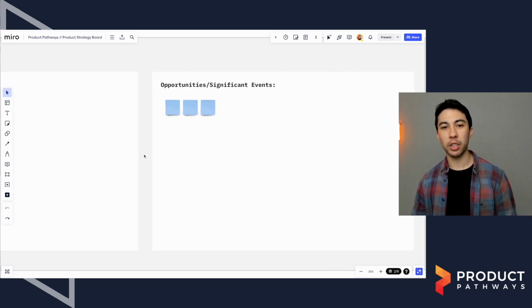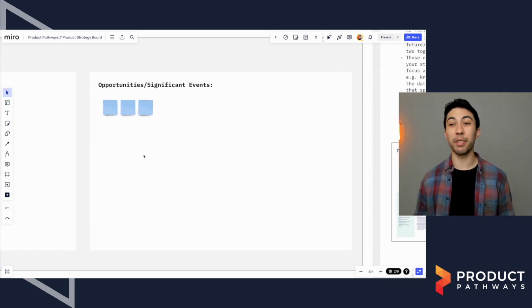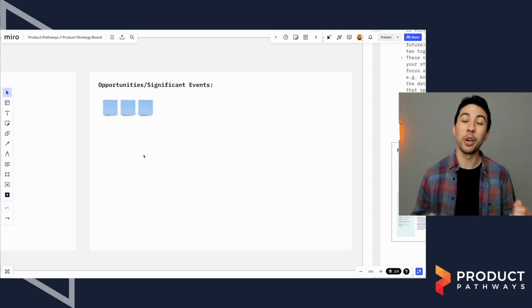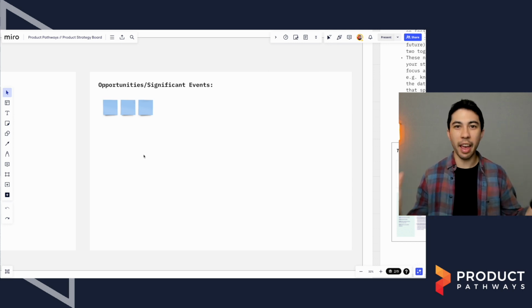And then a final section around opportunities or any significant events. Like, did we get fined recently or in trouble in the news? Or did we just raise Series F funding or something like that?